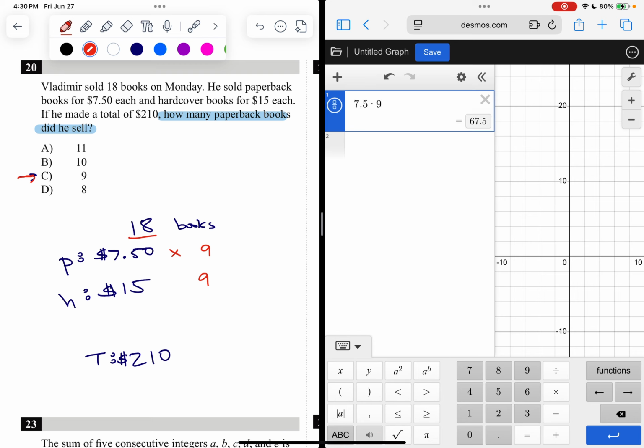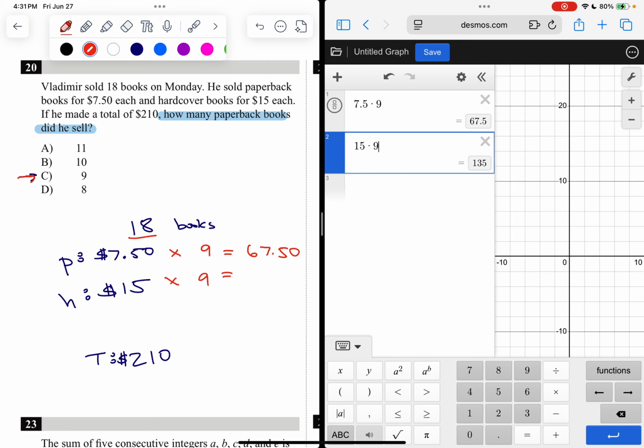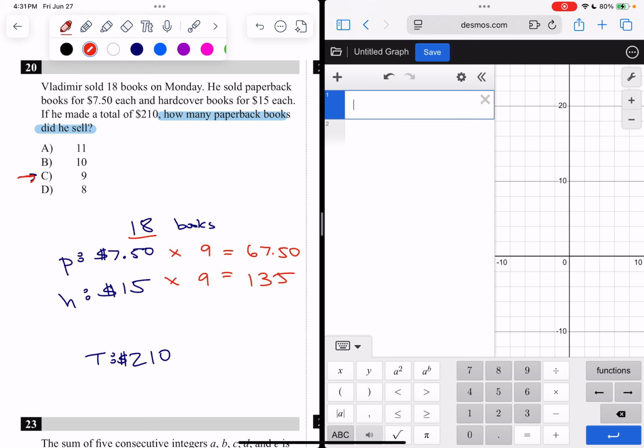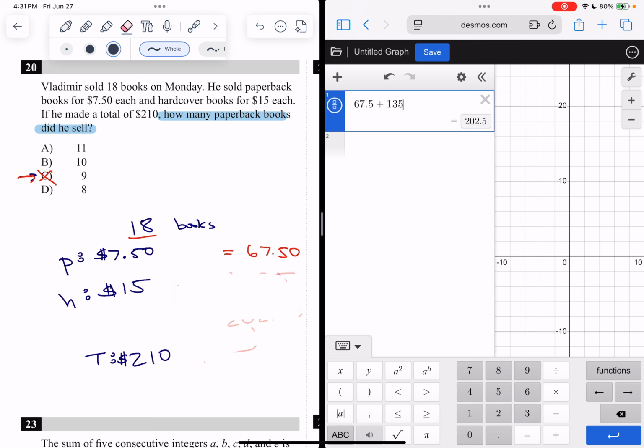7.50 times 9, that gives us $67.50. And then let's also do 15 times 9, that's going to give us 135. Now, if I add 67.50 to 135, I get 202.50. Well, that's not what I wanted, so that's probably not my answer. All right, let's get rid of everything that's going to change and try again.